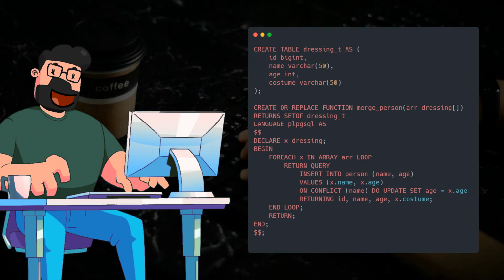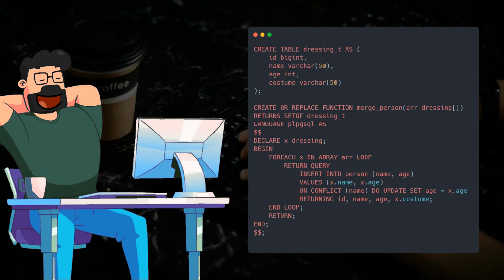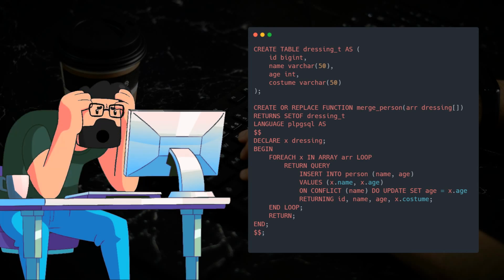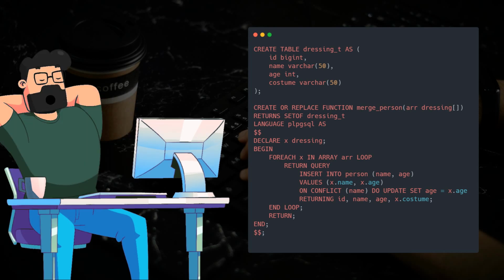Now, moving on to the solution. A workaround for this situation involves utilizing an auxiliary table type instead of a user-defined type. By making use of the provided SQL statements, creating a table dressing_t, and adjusting the merge_person function accordingly, we can work around the limitations present and ensure the correct selection and return of the desired composite type data.